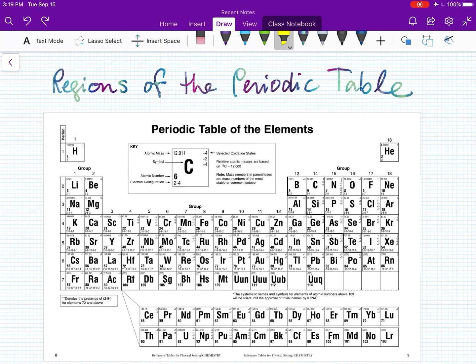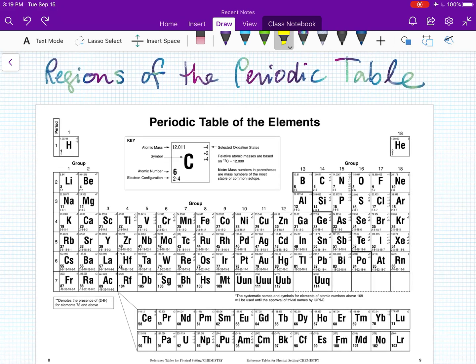Now I would like to discuss the regions of the periodic table. The periodic table is so useful. I cannot overemphasize how useful it's going to be to you guys throughout your experience in general chemistry. It provides a wealth of information on all the different elements, and there's a lot that you can figure out from it about their fundamental properties. So I want to introduce you to it step by step.